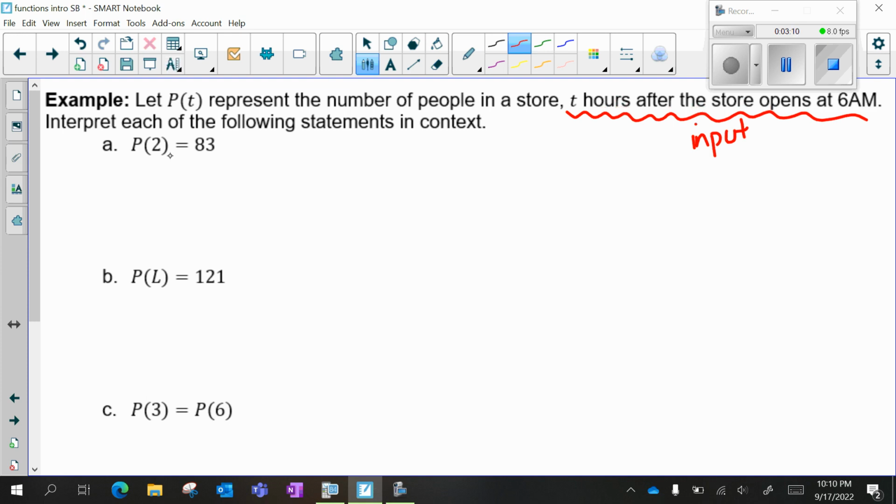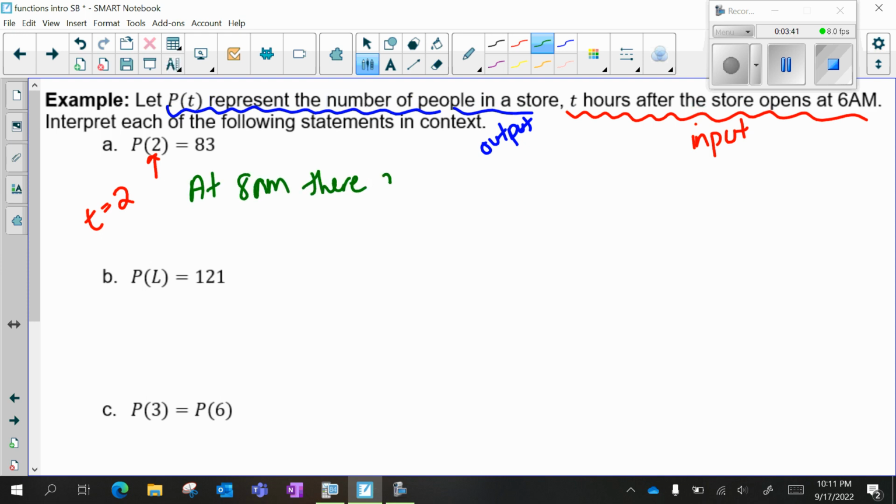So in this case, for A, P of 2 equals 83. So this means that T equals 2. T is the number of hours after 6 a.m. So that means at 8 a.m., there are 83 people in the store. Because P of T, the number of people in the store, that's the output. Okay, so at 8 a.m., there are 83 people in the store.